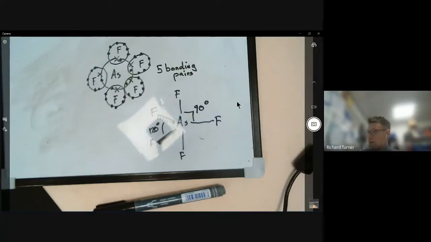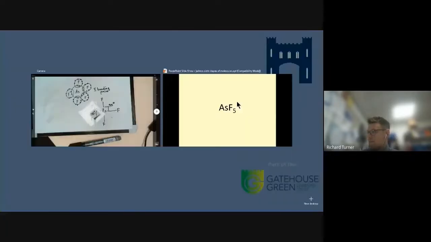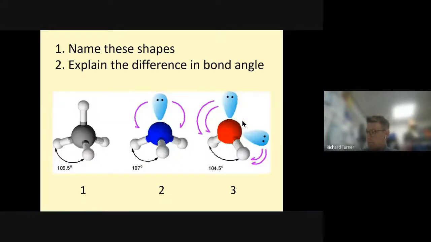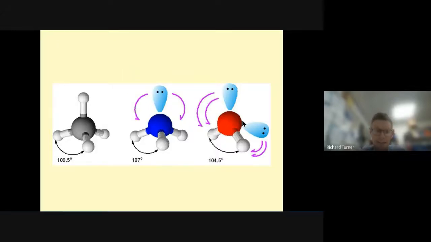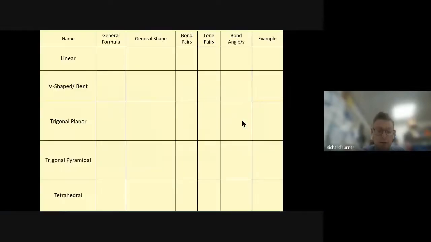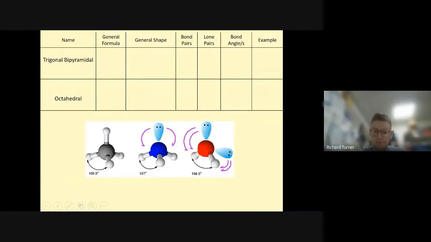So hopefully that gives you a flavour of what's to come. There's a few more exercises. So going back, name these shapes as practice and explain the difference in the bond angle. So think about what we've talked about, them lone pairs, what influence are they having on the angle and repulsion. And you can summarize all this, it's entirely optional, into this table. So this is how it would look. So you can go back through the slides that will be shared with this as well.